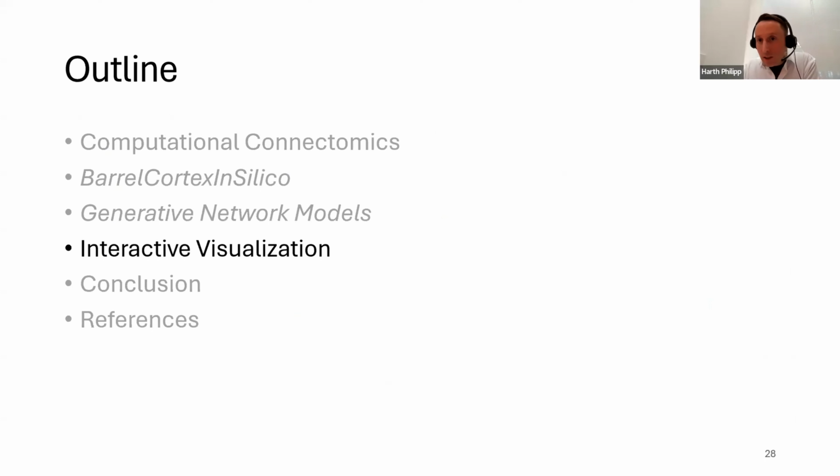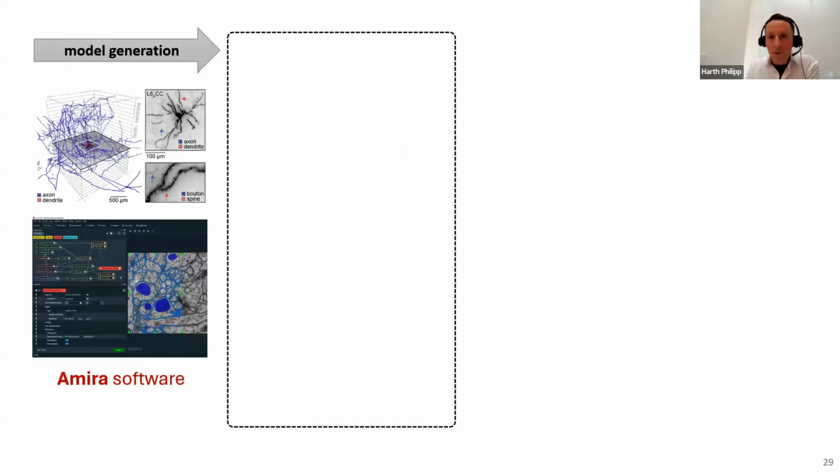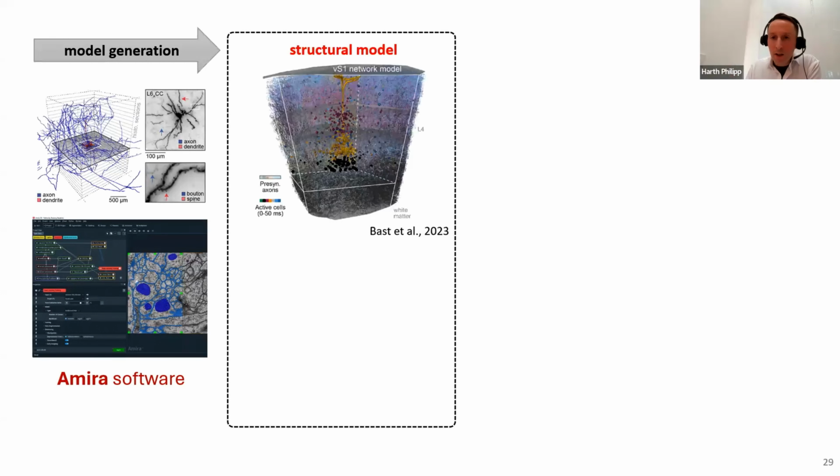Another aspect that we're dealing with in our lab is interactive visualization. The idea of interactive visualization is that you support scientists, or in this case, our domain experts, the neuroscientists, by providing visual interfaces that facilitate their workflows. And as we've seen initially, this started quite a while ago with our Amira software, which has been used for proofediting mainly these neural morphologies and constructing the structural model.